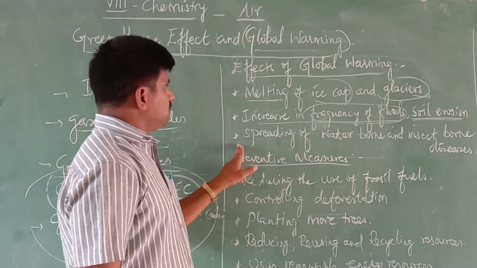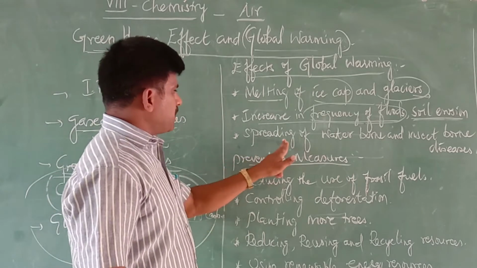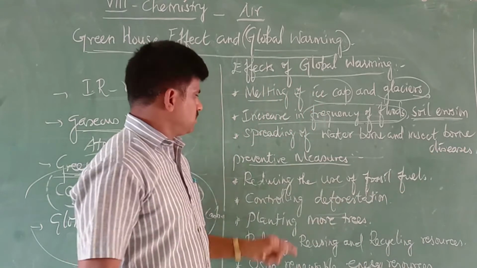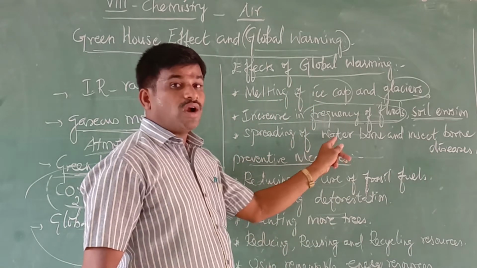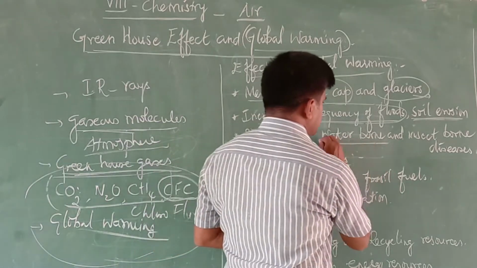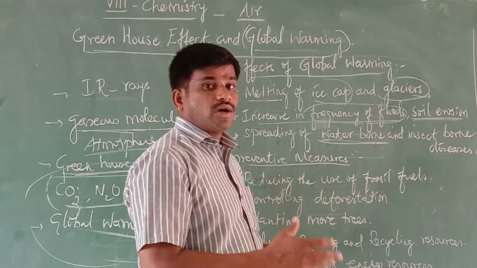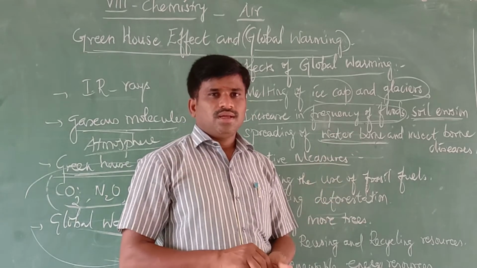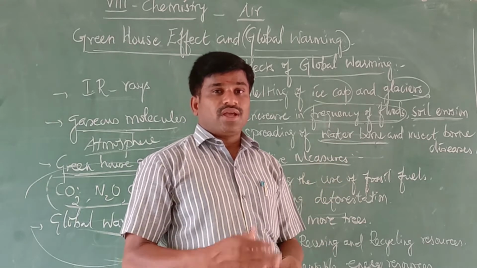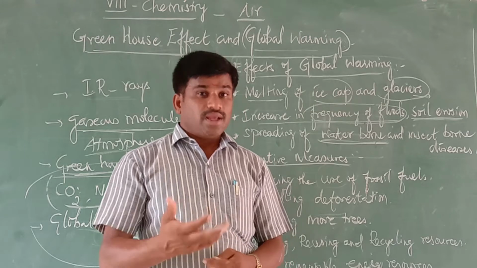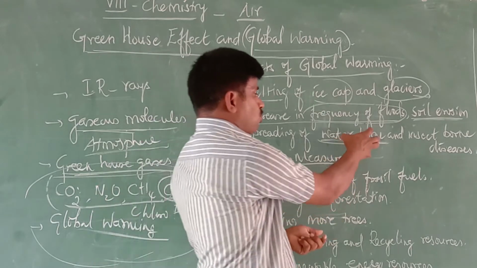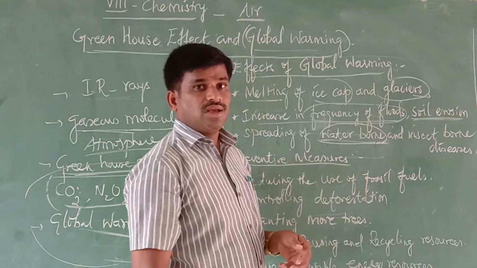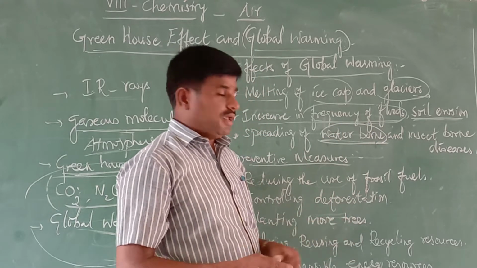The third effect of global warming is the spreading of waterborne and insect-borne diseases. You know what waterborne diseases are? Cholera, viral fevers, typhoid fever. Those are considered waterborne diseases, and they take place with the increase of global warming.